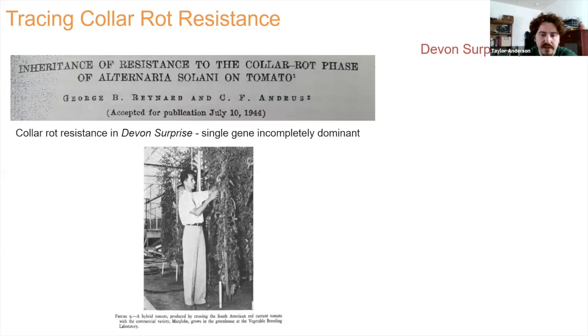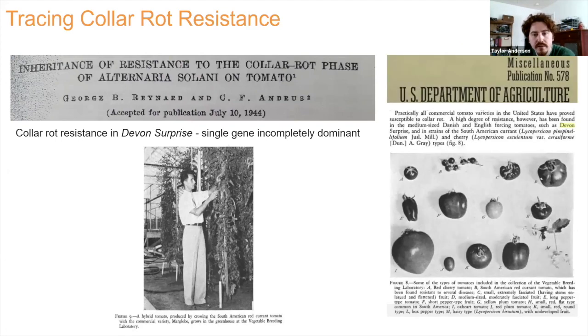And he and Andrews found resistance in several tomatoes, but one, an English forcing tomato by the name of Devon Surprise, is described in their 1944 publication as having particularly strong resistance to early blight stem lesions, which is a phase of the disease also known as collar rot. Now, importantly, they also observed inheritance ratios that suggested that this resistance was caused by a single underlying locus.